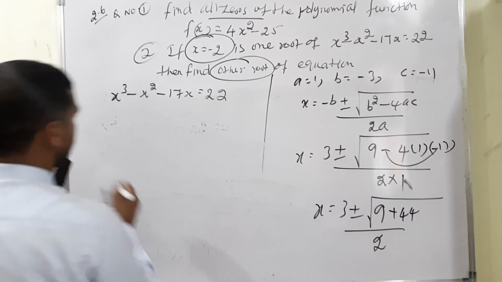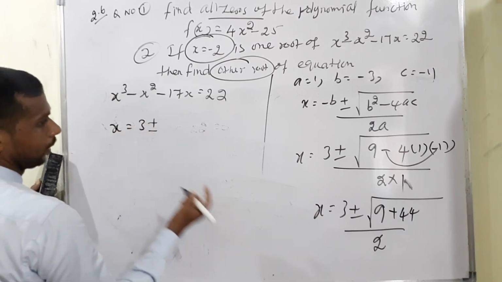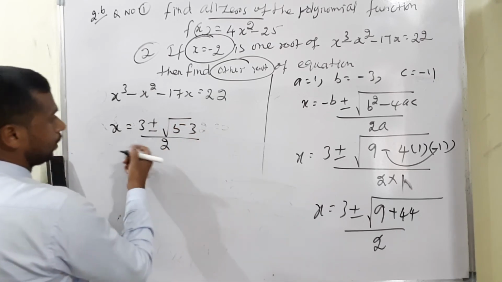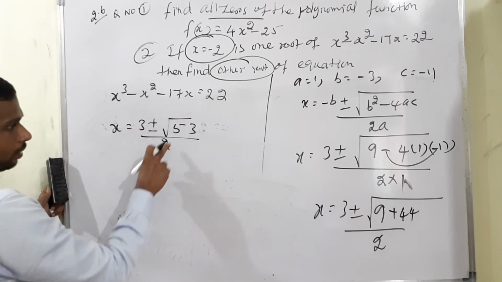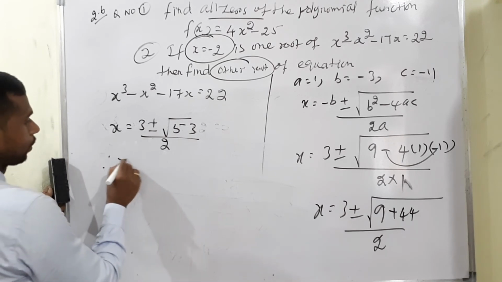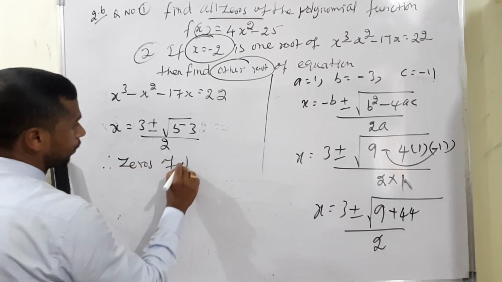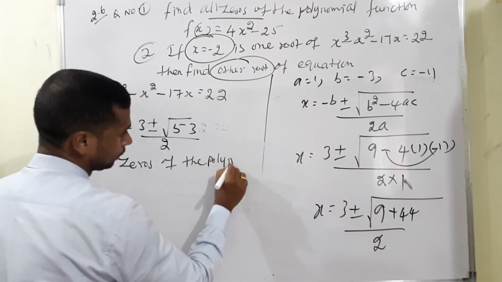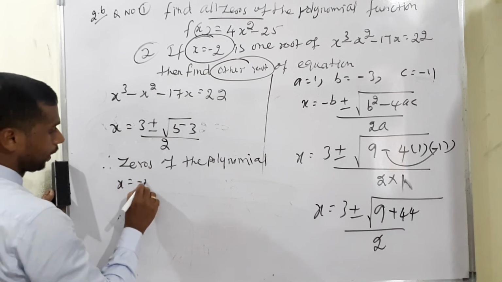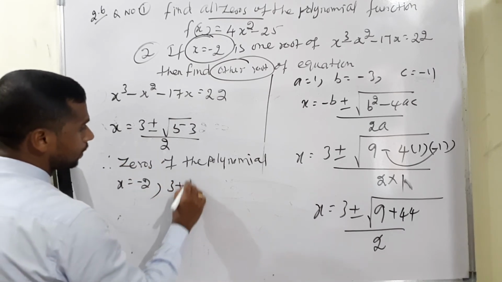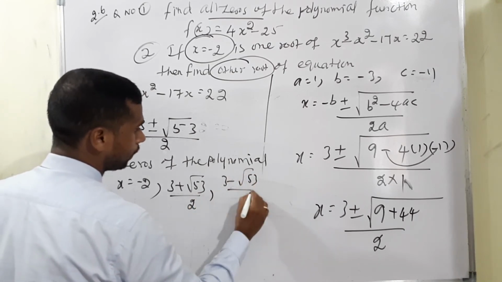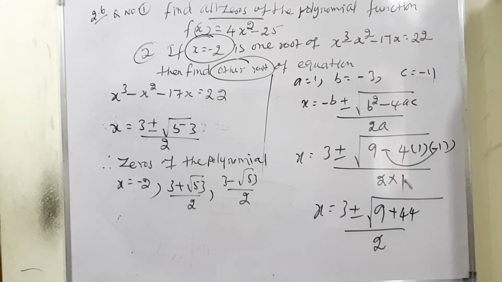So now x is equal to 3 plus or minus square root of 9 plus 44, which is 53, the whole term divided by 2. These are the other two roots now: 3 plus root 53 divided by 2, and 3 minus square root of 53 by 2. Therefore, the zeros of the polynomial: already we have one solution. So x is equal to minus 2, comma, 3 plus square root of 53 by 2, comma, 3 minus square root of 53 by 2. Okay, I will continue with the next question.